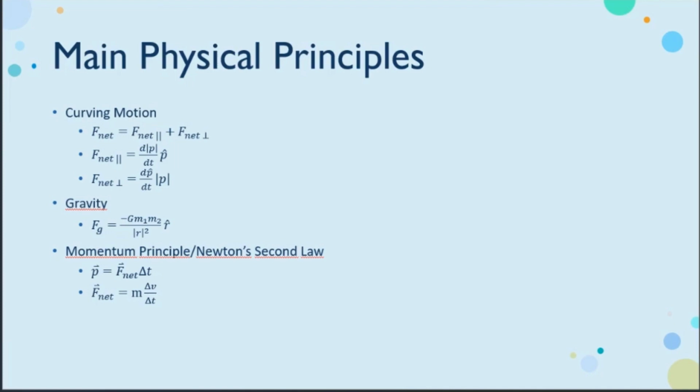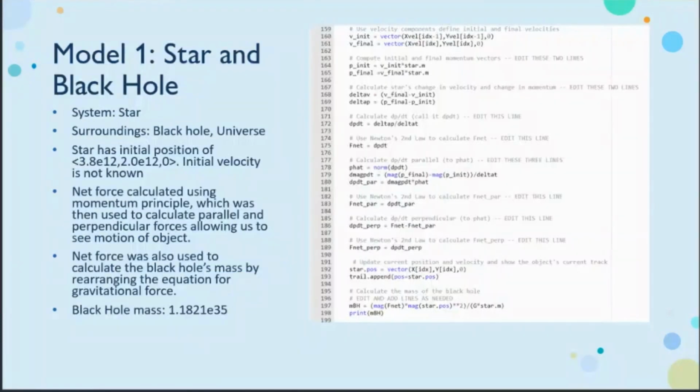The principle of curving motion was used to figure out the net force in the system, which was then used to calculate the mass of the black hole using the gravity equation. The momentum principle and Newton's second law were then used to iteratively predict the motion of the objects in the model. In Model 1, the system was the star, and the surroundings were the black hole and the universe.